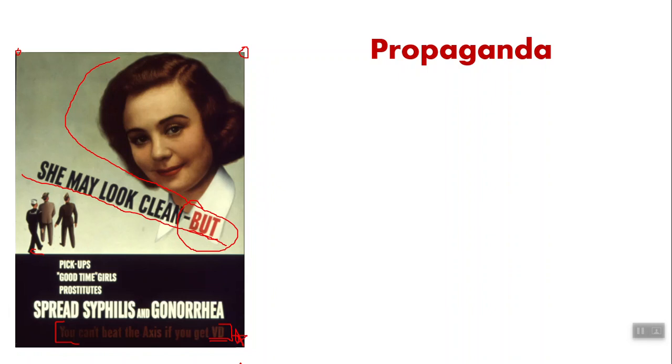Now this is trying to play onto people's patriotism. So if you're a good soldier, if you're a good American, you want to beat the Axis, then don't sleep around. That's basically what it's telling you. And it's a three-part emotional punch, and it's somewhat logical at the same time. The "you can't beat the Axis" part is patriotism, and it also plays into ethos, the character. Do you have a good character? Can you stay away from that while we're at war?